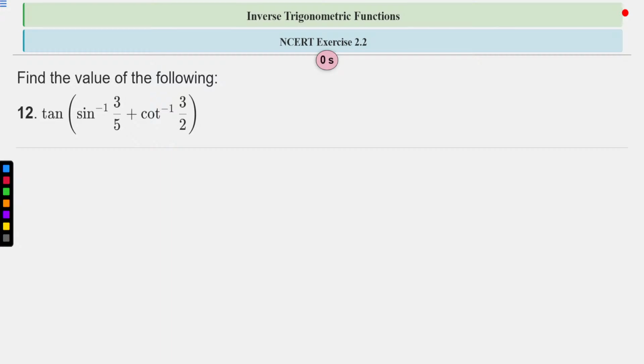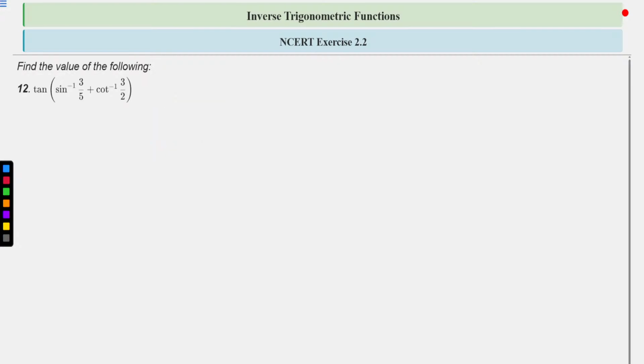Okay, so let's discuss this solution. We basically have to find the value of tan of sine inverse 3 by 5 plus cot inverse 3 by 2, right? So the correct answer will be 17 by 6. Let us see how. Let sine inverse 3 by 5 be equal to x. We have assumed sine inverse 3 by 5 is equal to x. Therefore, sin x will be equal to 3 by 5.